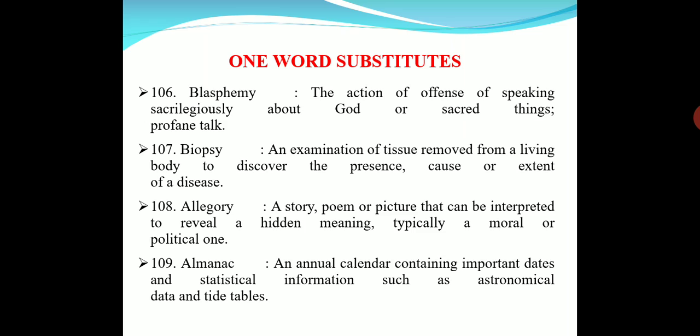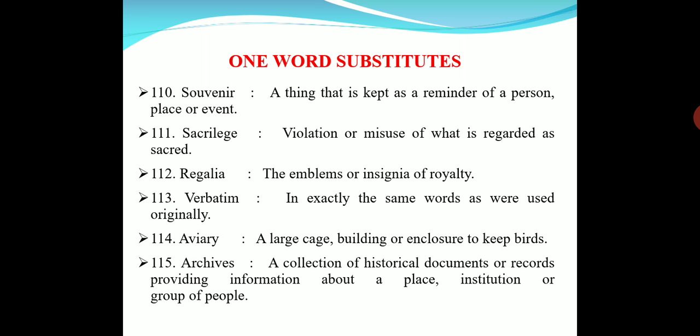And almanac. Almanac is an annual calendar containing important dates and statistical information such as astronomical data and tide tables. Astronomical data and tide tables. We have Thidis, Vara, Nakshatra, and all those in our calendars, Telugu calendars.